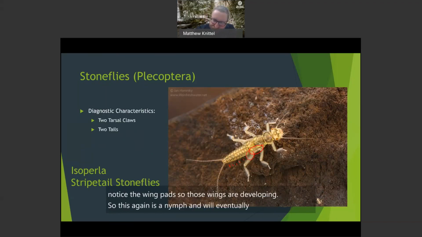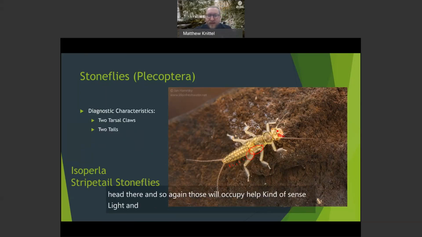You might also notice these kind of 3 dots on the head there. And so again, those little ocelli help sense light and dark, so they can help determine if they're hidden or not. So another just little feature that you can notice on some of these macros.